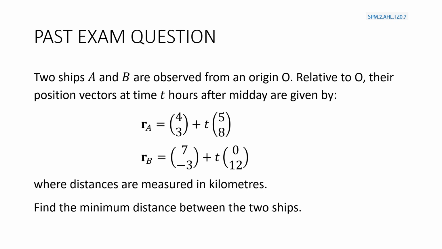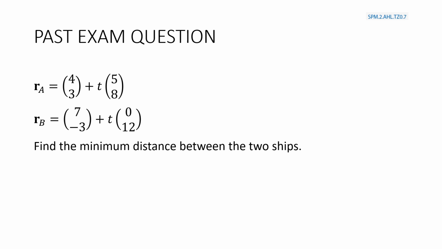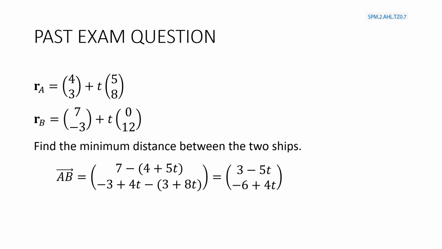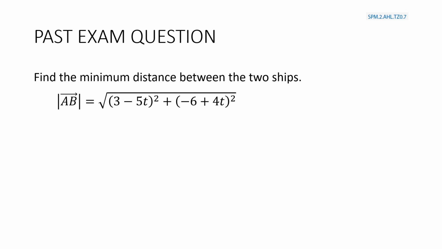Okay, let's finish off with a past exam question. Two ships A and B are observed from an origin O. Relative to O, their position vectors at time t, hours after midday, are given by RA and RB, where distances are measured in kilometres. Find the minimum distance between the two ships. So we're just going to take our generic points, 4 plus 5t, 3 plus 8t, 7 plus 0t, and negative 3 plus 12t, and form the vector AB. I'm tidying that up, and we want the length of that vector. Now this, of course, is the distance between the two ships at any point in time.